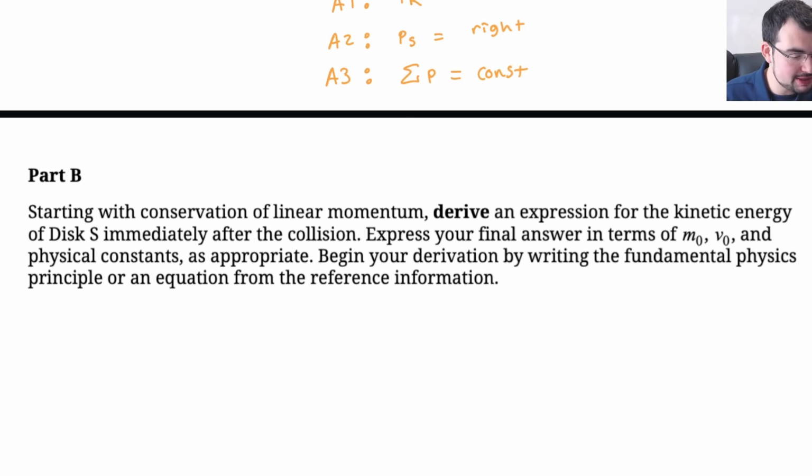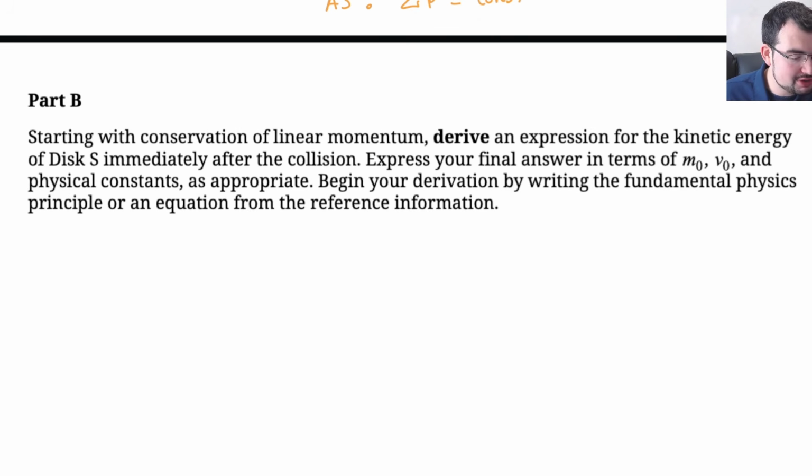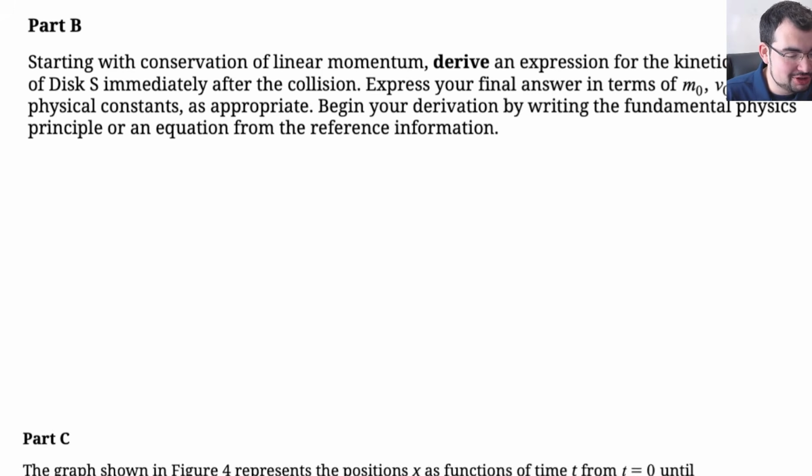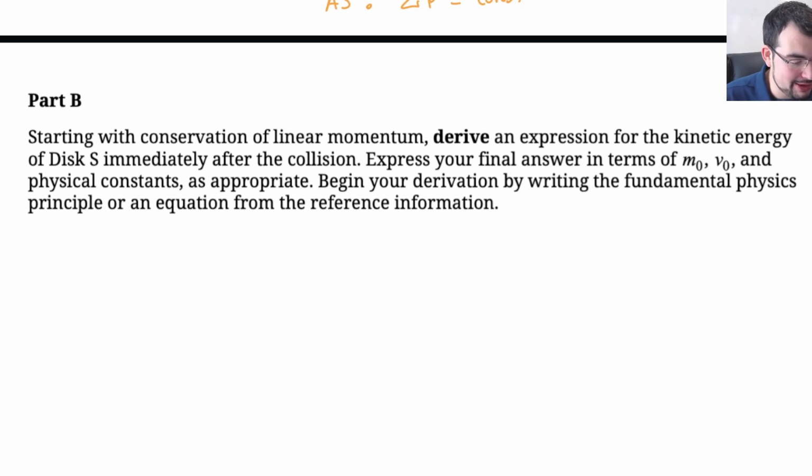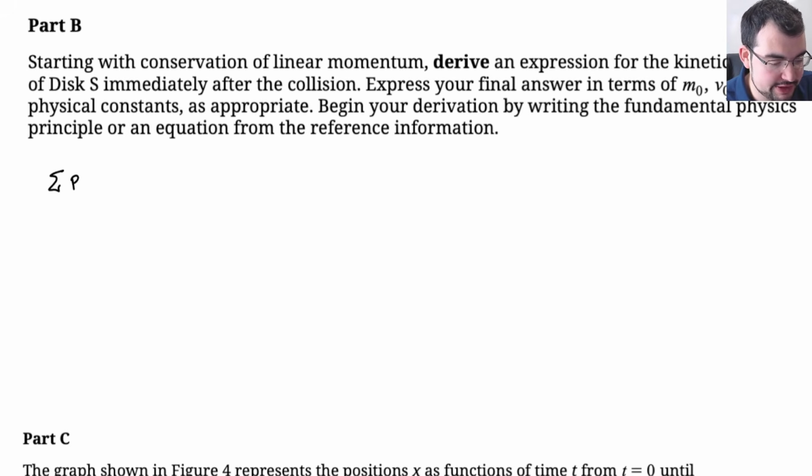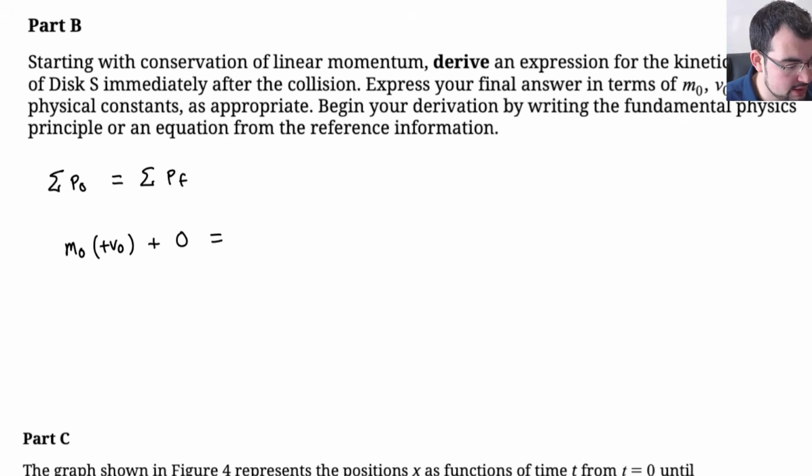All right, now for the derivation piece. Starting from conservation of linear momentum, so we need to use that. Derive an expression for the kinetic energy of disk S. That's the 3m one. So conservation of momentum: momentum before equals momentum after. Before, we have a disk of mass m0 moving at a speed of v0 to the right, and then a stationary other disk. Then that single m rebounds at v over 2 in the other direction. And we don't know the speed of the S disk.